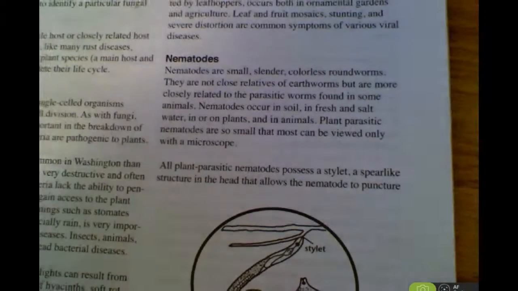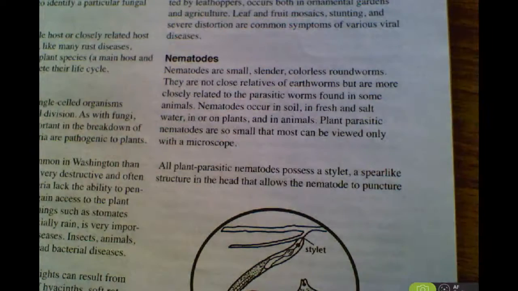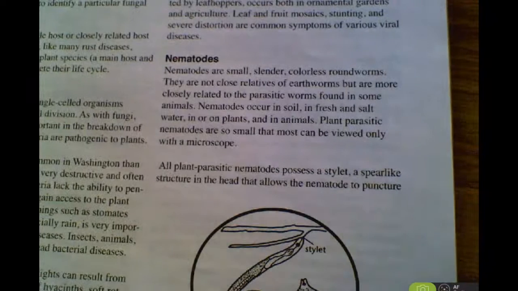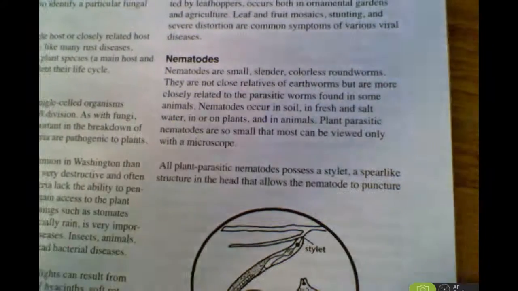And then nematodes, I just showed you a picture of that. They're just colorless roundworms. They're more closely related to parasitic worms found in some of our animals. They're in soil, fresh water, they're everywhere. But they're so small you can only see them with a microscope. Most of our plant parasitic nematodes possess a stylet, a spear-like structure in the head, so it can pierce the plant.